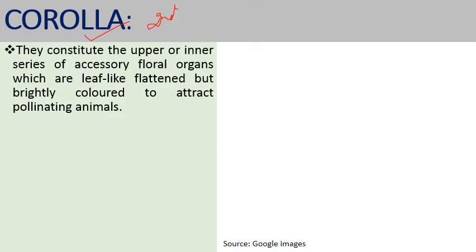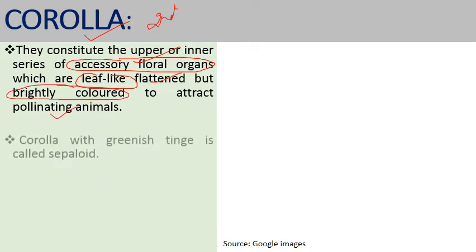और इसके जो sub units हैं they are petals, mostly bright colored होते हैं petals, and they constitute this second whorl which is known as corolla. So they constitute the upper or inner series of accessory floral organs. ये भी accessory organ है flower का. This is non-essential part which are leaf-like, flattened but are brightly colored. ये brightly colored होता है in most of the cases to attract the pollinating animals or insects.